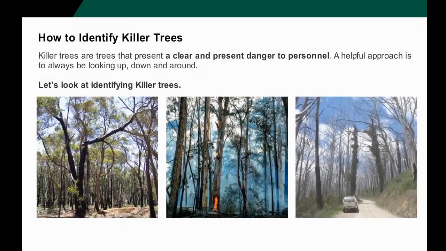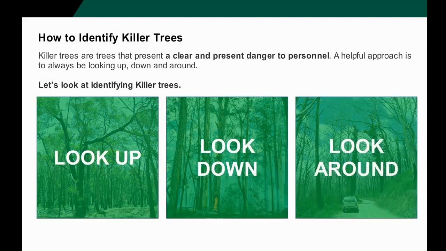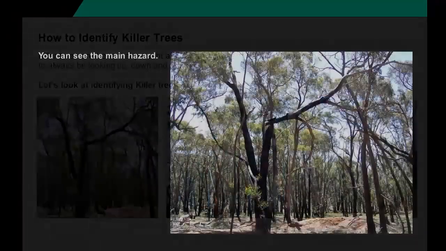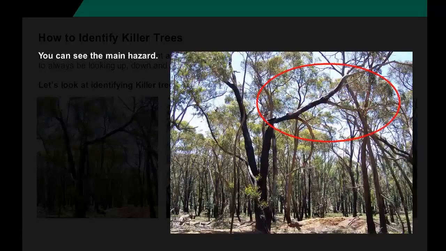Potential killer trees are those that present a clear and present danger to personnel. A helpful approach is to look up, down, and around. Let's look at identifying killer trees. You can see the main hazard.